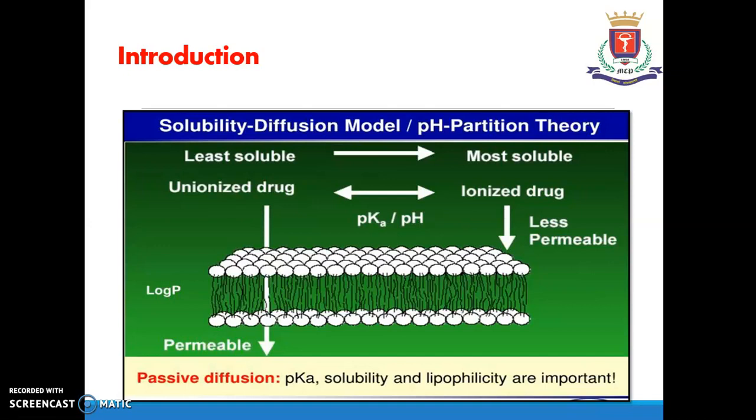So the pH partition theory is also called a solubility diffusion model, because the theory is restricted to the mechanism of passive diffusion only. And in this theory, the 3 important properties are covered: dissociation constant pKa, aqueous solubility of a drug, and lipophilicity of a drug, which is expressed in terms of partition coefficient. So let us look at the diagram.